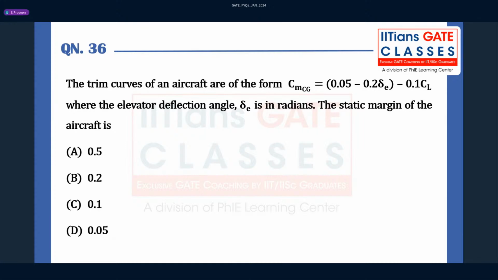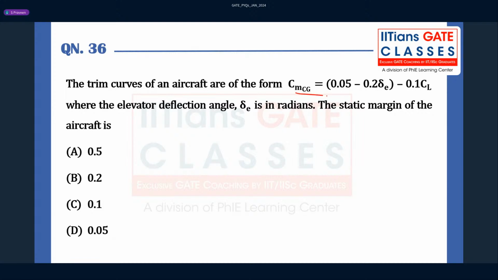The trim curves of an aircraft are of the form CMCG equal to 0.05 minus 0.2 delta E minus 0.1 CL, where the elevator deflection angle delta E is in radians. The static margin of the aircraft is dash. I have four options: 0.5, 0.2, 0.1, and 0.05. So let's try to do that.